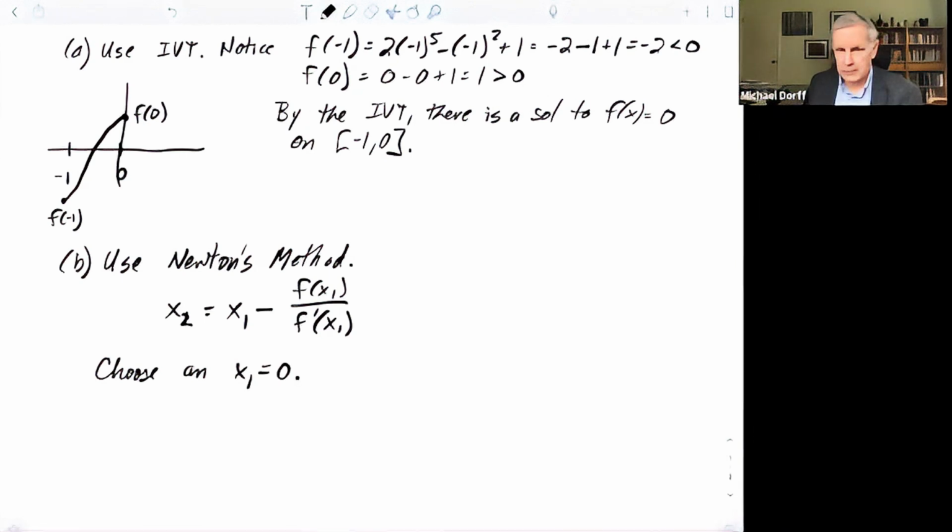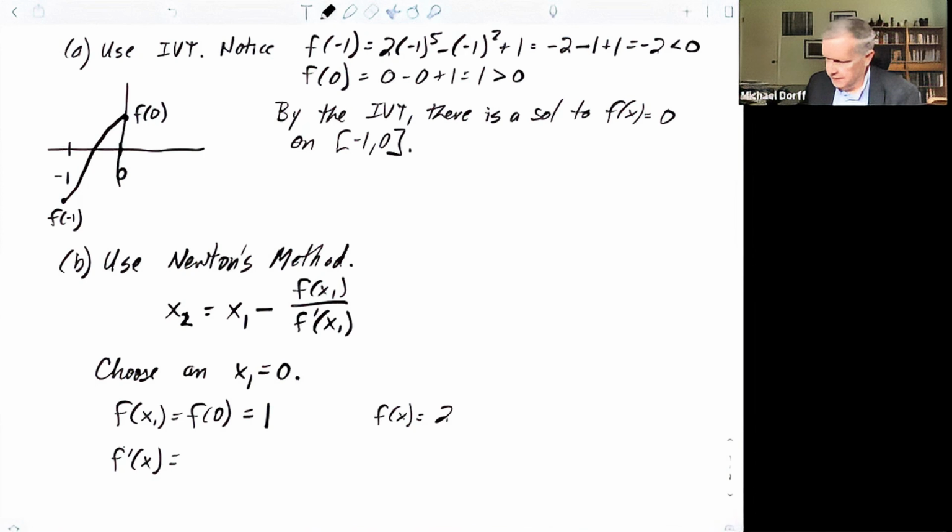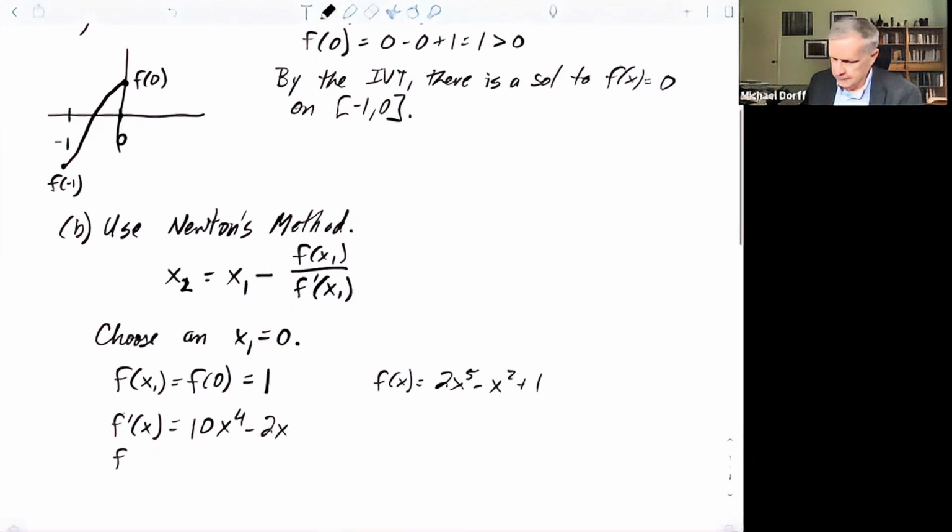So if I choose x1 equals 0, then we want to plug this into the formula for Newton's method. So I'm going to have to look at f(x1), which would be f(0) in this case. And we did that earlier, and we showed that that was equal to 1. Now I need to look at the derivative of the function at 0. So first of all, let's compute the derivative. My original function is 2x^5 - x^2 + 1. Its derivative is going to be 10x^4 - 2x. And then the derivative at 0, if I plug that in there, I'm going to get 0.